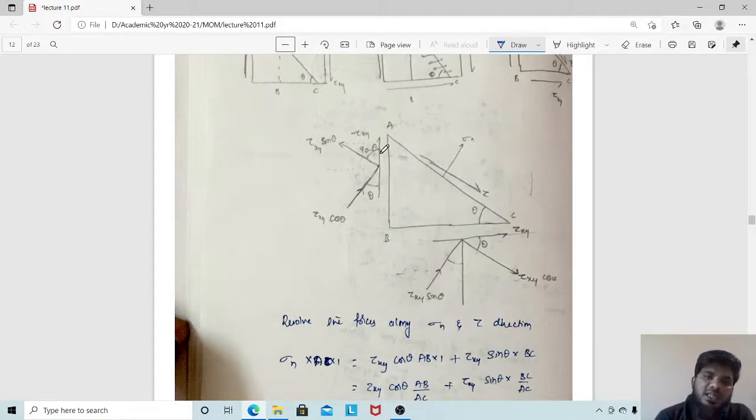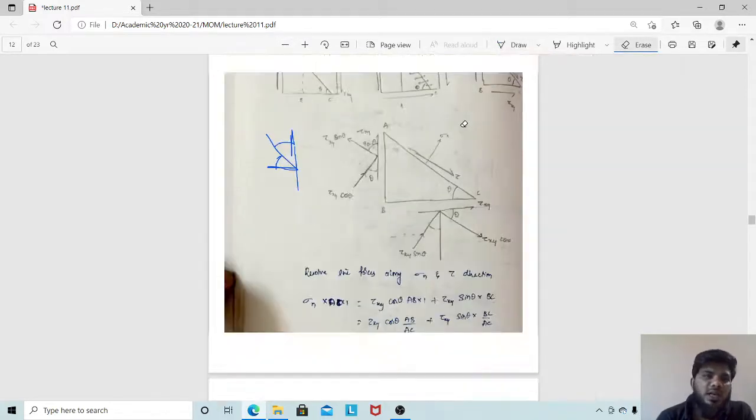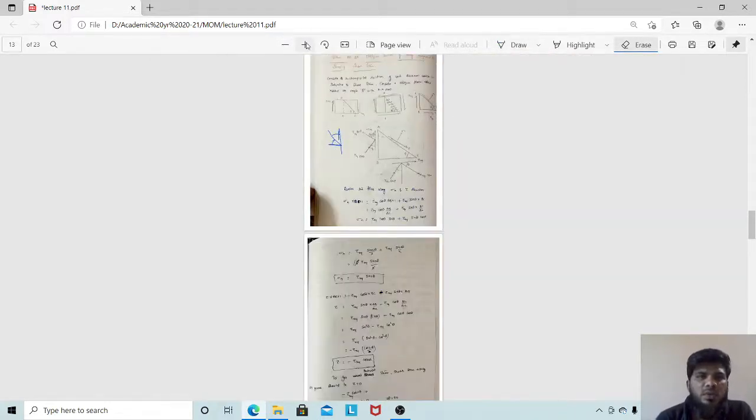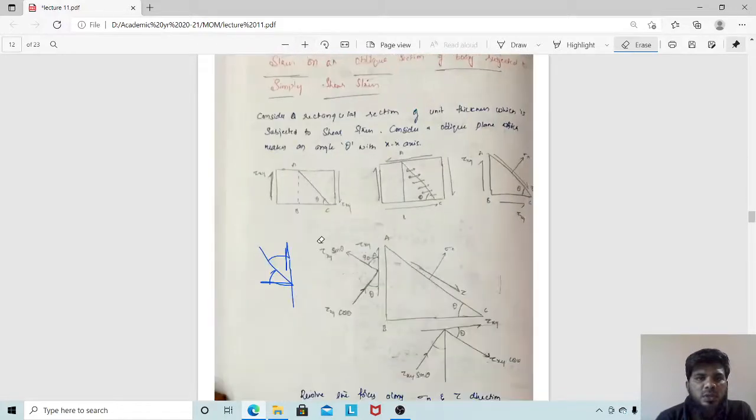Tau xy here is acting in this direction, we have already discussed. We know that this force is acting in this way, so I have to resolve the angle first like this, and then this. So this is my theta, this is my theta, obviously this is my 90 minus theta. Clear? Sorry. So this is my 90 minus theta.